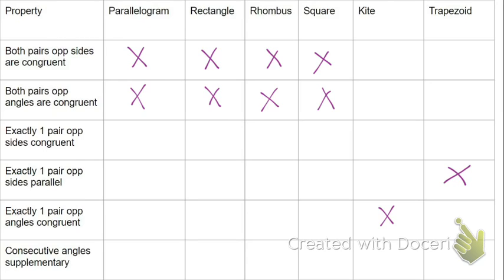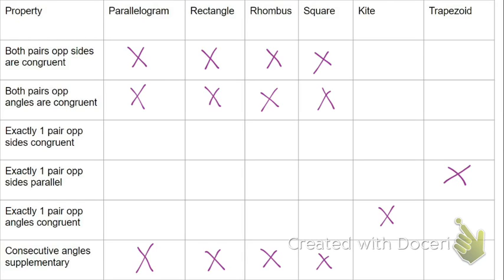Consecutive angles supplementary. So in this case, I would say any two consecutive angles are supplementary. That goes back to another property we talked about with parallelograms. If it's true for a generic parallelogram, it has to be true for a rectangle, a rhombus, and a square. It will not be true for a kite.